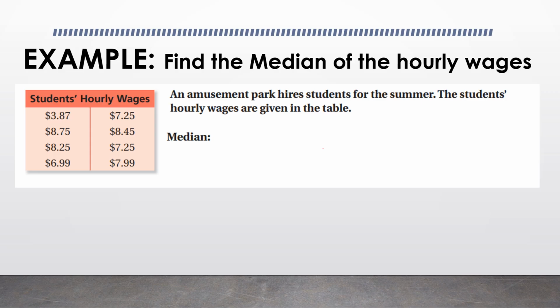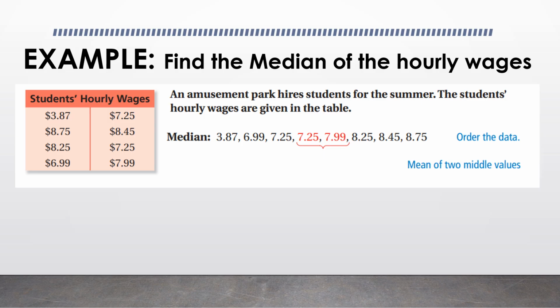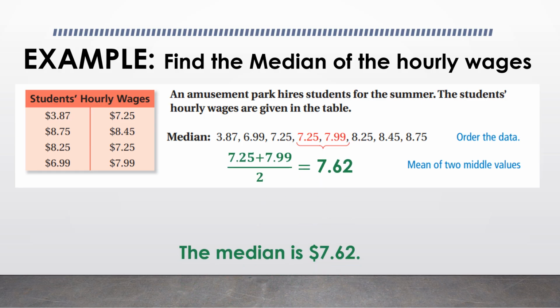Example, find the median of the hourly wages. It's the same data set we had in another example. An amusement park hires students for the summer. The students' hourly wages are given in the table. To get the median, we need to first put the data in order from least to greatest. There are 2 values that are in the middle, so we need to average those, add them up, and divide by 2, and our median is $7.62.